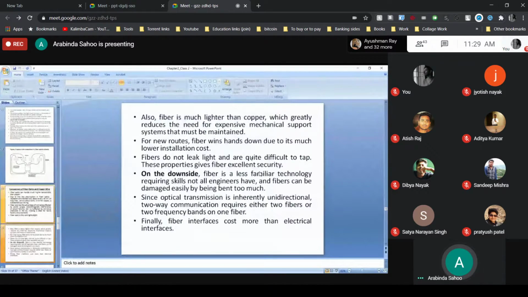Number one, it requires skilled personnel to install it. Number two, it is damaged easily. Number three, it is difficult to communicate in both directions using the same fiber optics. And number four, the interface cost is more in the case of fiber optics as compared to copper wire. So these are the advantages and disadvantages associated with fiber optics.